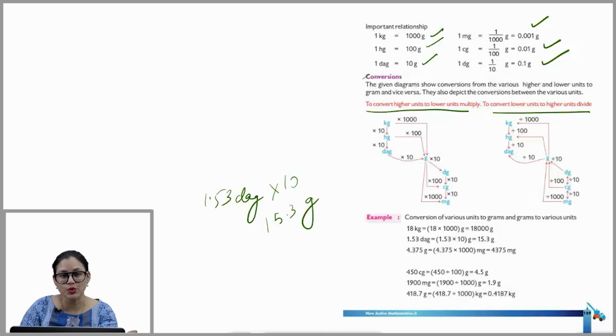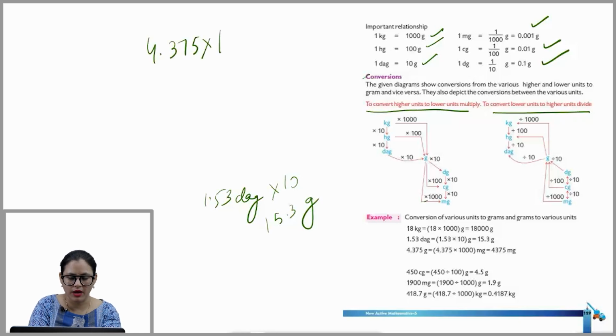Next is 4.375 gram. You have to convert it into milligram. See, this is gram. You have to go to milligram. So, we will multiply by how much? 1000. So, 4.375 into 1000 is 4375. This is milligram.